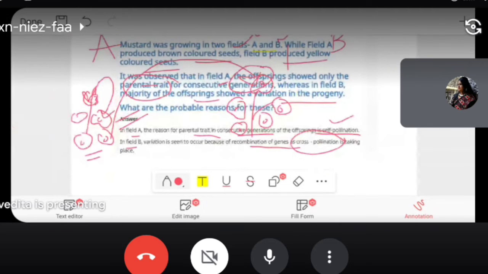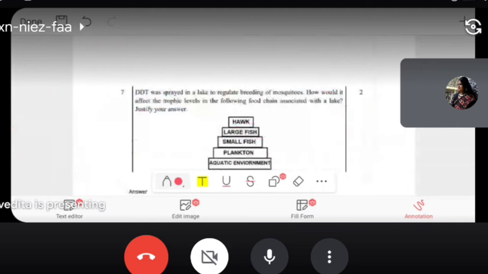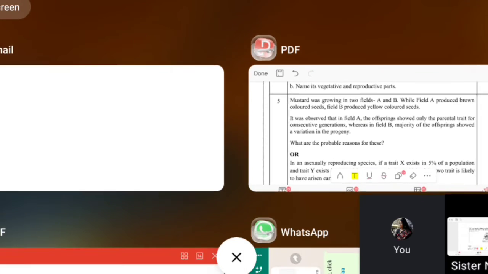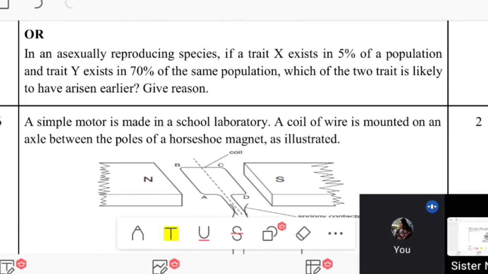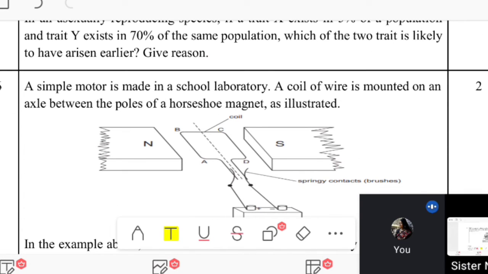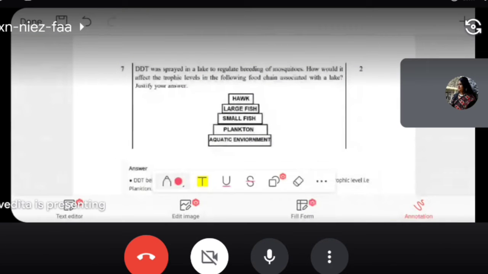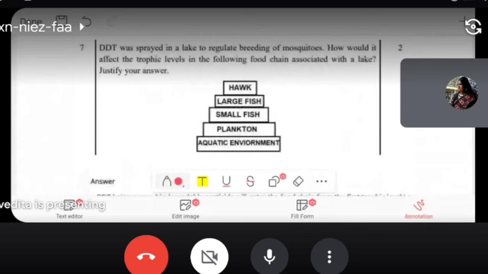Next question is question number 7. We will see question number 7, because question number 6 was about a simple motor, which is a question from the physics part. Okay, so now we will see question number 7. See, in question number 7, this is from the last chapter.